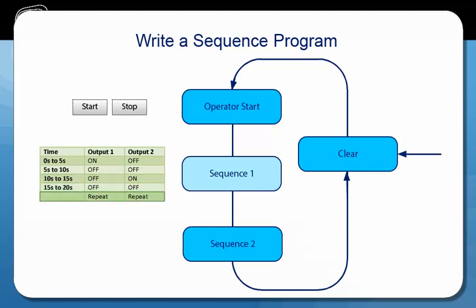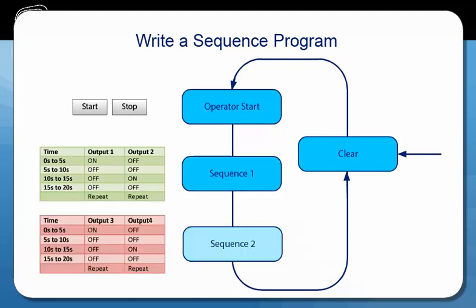The cycle then repeats. Sequence 2 will have two outputs, where from 0 to 5 seconds output 3 is on, and from 5 to 10 seconds all outputs are off. Output 4 is on from 10 to 15 seconds, and all outputs are off from 15 to 20 seconds. The cycle then repeats. When the cycle's complete, the program will stop, clear all variables, and be ready to start again. If the stop button is pushed at any time, the cycle will stop and all the outputs will be off, and the program will be ready to start again.